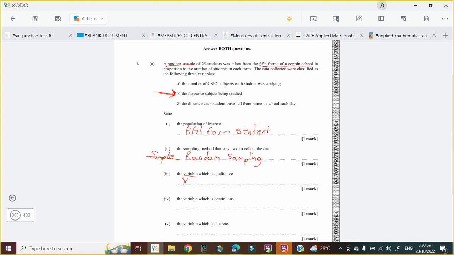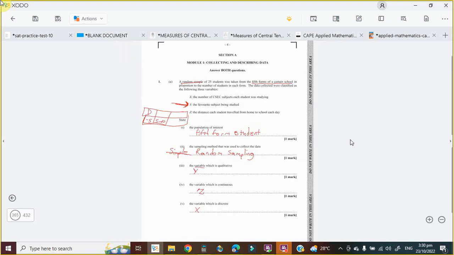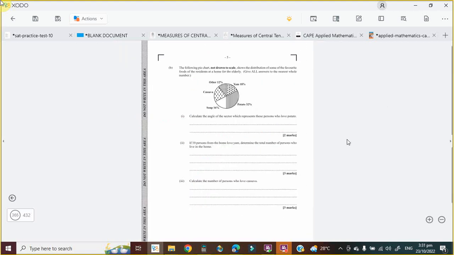All right? Now it says a variable which is continuous. Which one is continuous? Very good. Z, the distance. We can put the distance each student travels from home to school in categories. So maybe Antoine is traveling a distance of maybe 1 to 5 kilometers, maybe for somebody it is between 5 to 10. It's continuous data once you put it in grouped data form like that. The variable which is discrete, X. That's it. Easy 5 marks, isn't it? Too soft, isn't it? Too soft.